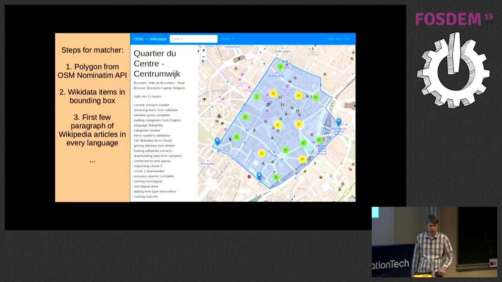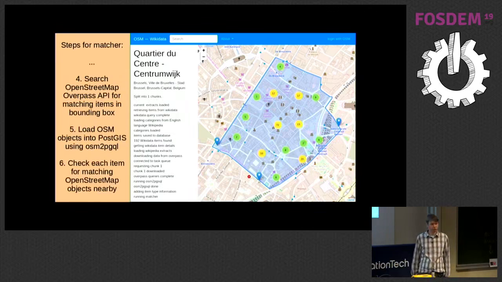So this is built with WebSocket. The user sits looking at this map for a minute or two while it's doing some processing, and it shows you the status as it's updating. So the next step is it goes off and searches the OpenStreetMap Overpass API to find matching items within the bounding box, and then it loads all of that data into PostGIS to be able to do the comparison, and then it runs the matching process to try and find things.